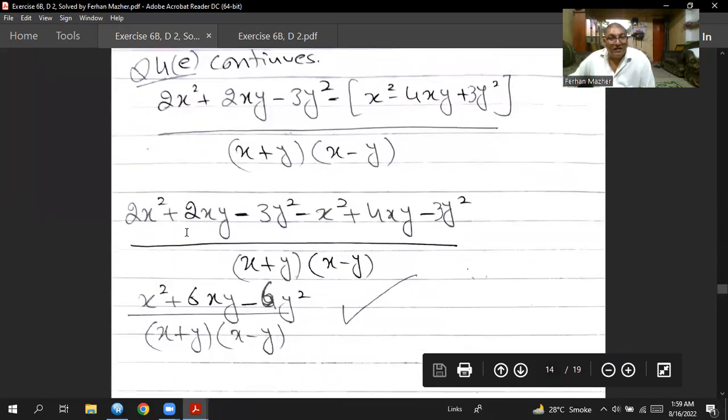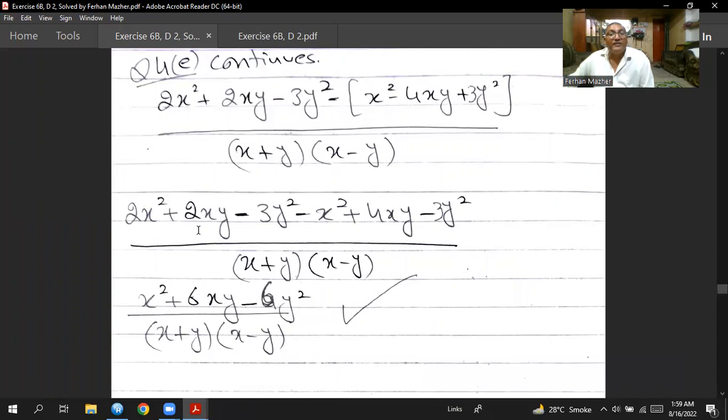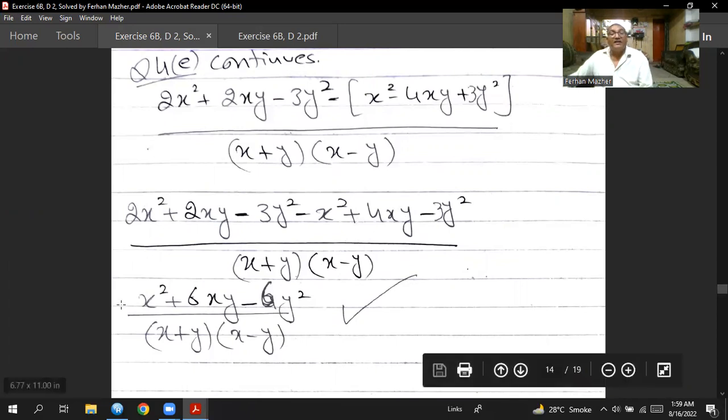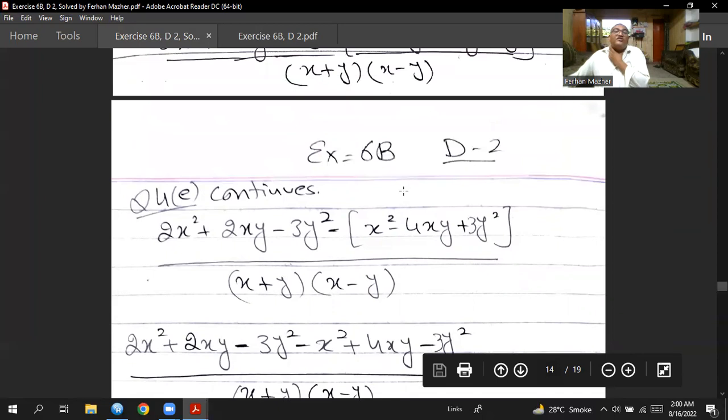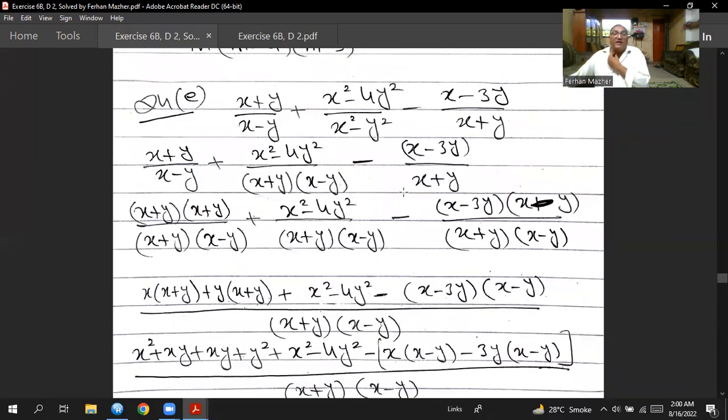Now you can see you will have 2x square plus 2xy minus 3y square minus x square, and it will become plus 4xy minus 3y square. So 2x square minus x square will be x square. 2xy plus 4xy will be plus 6xy. And minus 3y square minus 3y square will be minus 6y square. So this is how you will do this question. This is the last part of this question, and this is the first part of this.